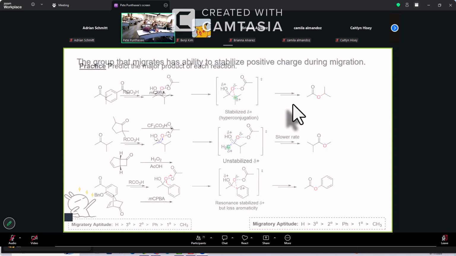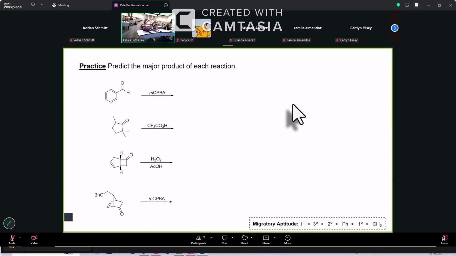Okay. All right. Last thing we'll do. Just tell me who migrates. Look right there. Eyes up, put your pen down. The top one, we're comparing a phenyl ring and hydrogen. Who migrates faster? Hydrogen. All you do is insert an oxygen between a carbon and that hydrogen. That's the product. That's the one who migrates. That's all you do.